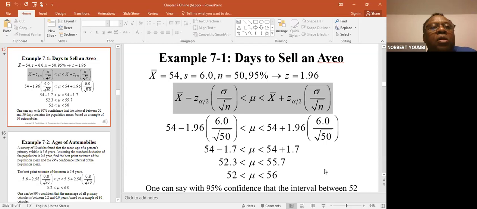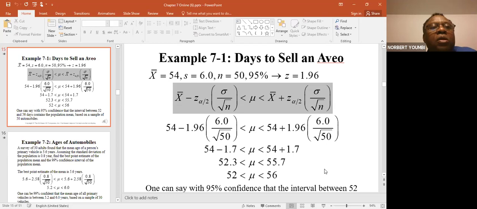You will go to Start, then Test, and go to option 7 for Z interval. Because we have the statistics here, that is, we are given the mean and the standard deviation. Sigma is known to be 6. The sample mean is 54. The sample size is 50. The confidence level is 0.95.